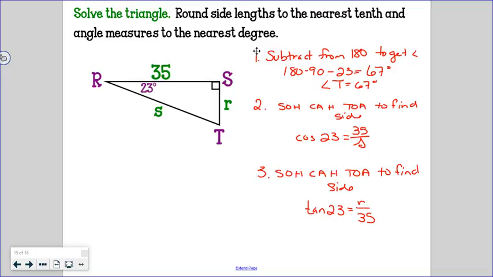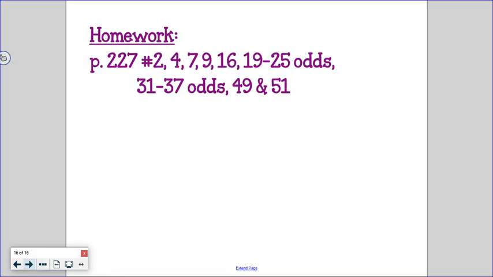Now, technically for step 3, you absolutely could use Pythagorean theorem, but then you're using a side that you rounded. Usually will not change your answer. It does have the potential to impact your answer. Show your work and you're fine. Okay, so if you really like Pythagorean theorem over trig, you can just show your work. All right, your assignment is a whole bunch of random numbers on page 227.